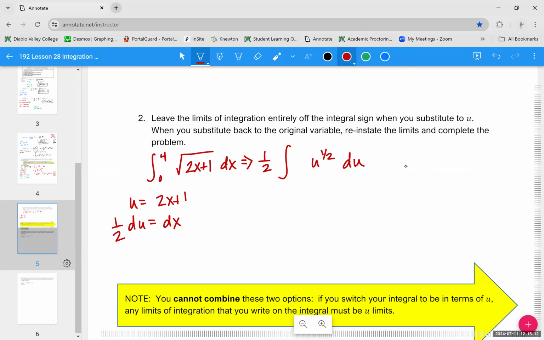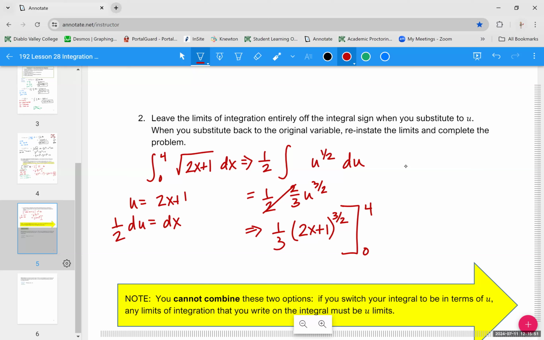And so usually what I do is I make an arrow instead of an equals, because technically they're not equal, because one's a definite and one's an indefinite. So you're going to keep doing this, right? And then when you get back to the x, you can go ahead and put your 0 and your 4 back in and plug them in, and you'll get the same number, right? Once again, it's not really an equals there, because I'm turning an indefinite into a definite.